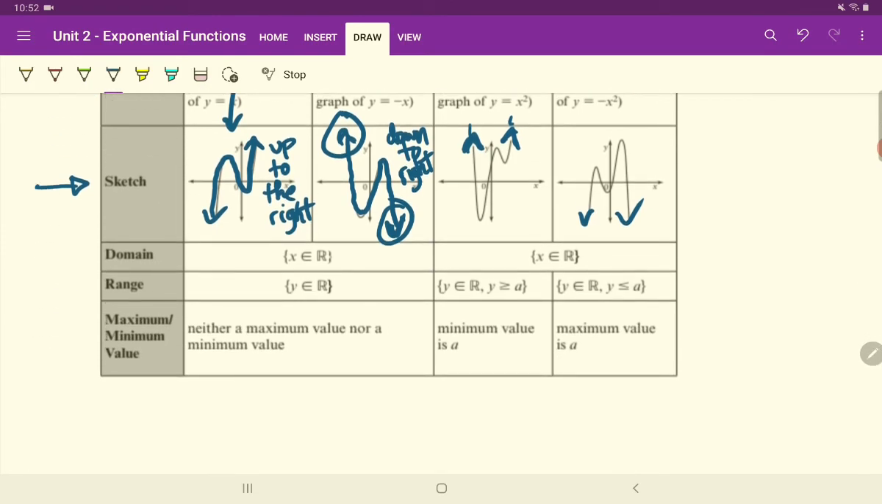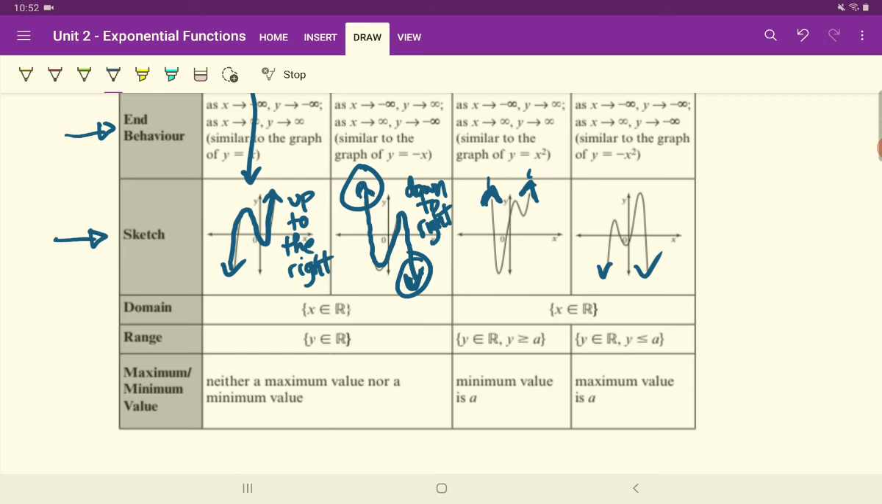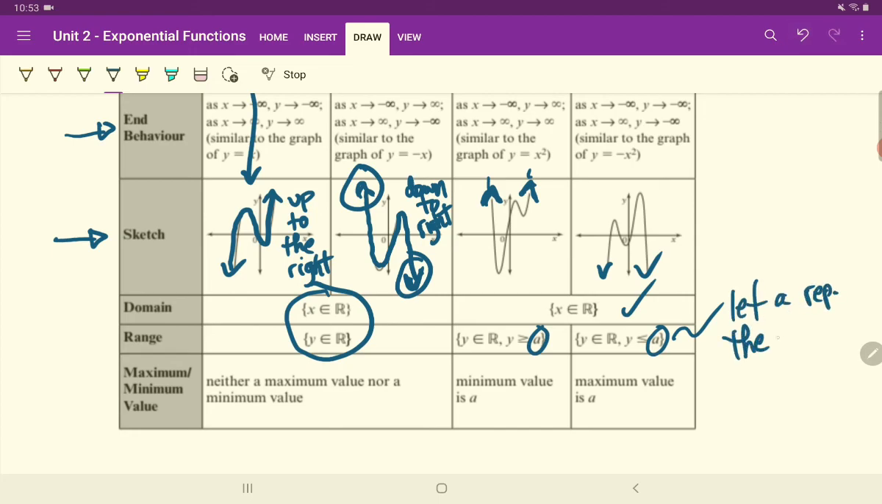Now they just go on to explain exactly what I've already explained. The domain and range for all odd degree polynomials will be this, very simple, x ∈ R, y ∈ R. For even degree, the domain will always be x ∈ R, but the range will depend on the maximum and minimum value. So they've identified that, let A represent the max/min y value. Okay?